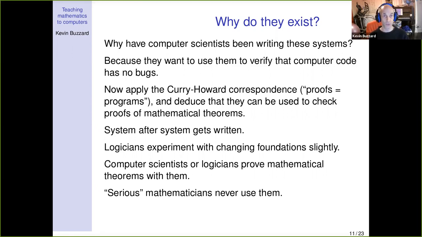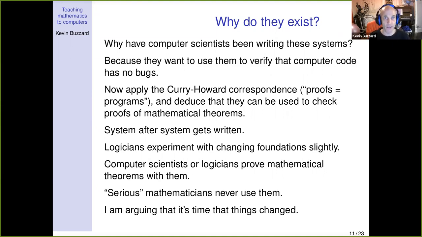So serious mathematicians, the mathematicians that are winning the prizes, the Fields medals, this most prestigious medal in mathematics, are not using these things. And the point of my talk really is that this has to change. Something has to change. And I think it's time that things change, because I think these systems can offer a lot to the mathematics community, and in particular to pure mathematicians, and in particular to mathematicians that don't normally use computers.